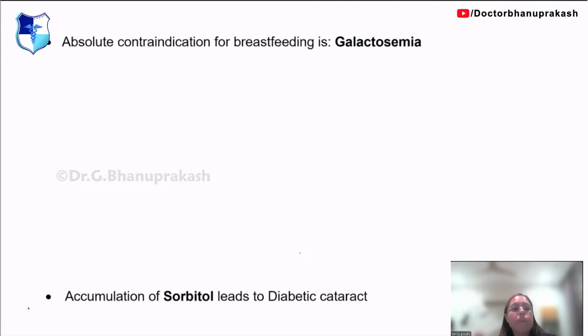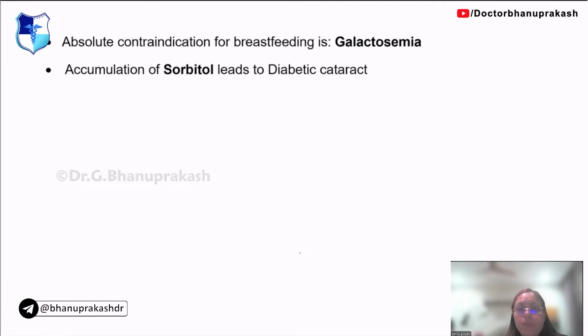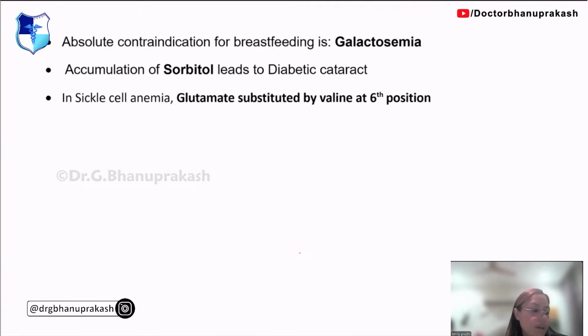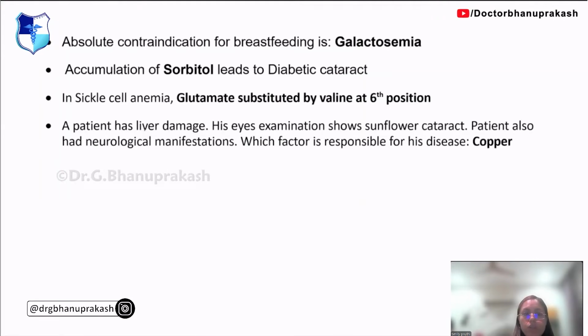Okay, very important point. Accumulation of sorbitol leads to diabetic cataract. Sickle cell anemia: glutamate substituted by valine at the 6th position. Patient has liver damage, sunflower cataract. What is the answer?